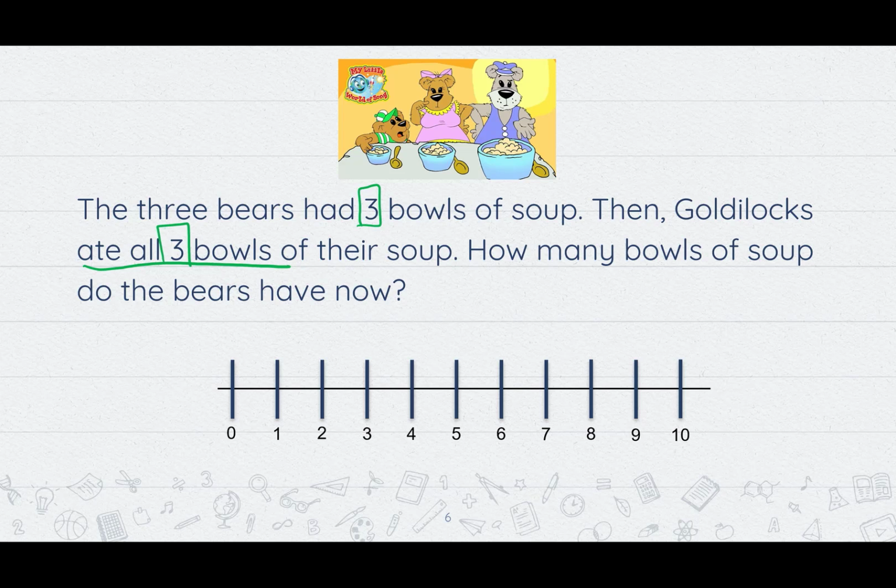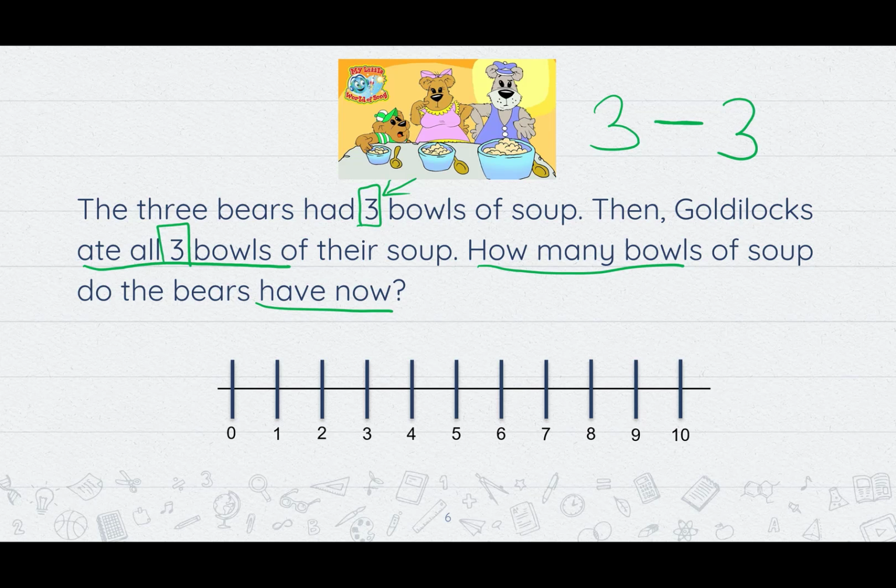So the bears started with 3 bowls. And if Goldilocks is eating the soup, the soup is going away. It's going in her tummy. It's disappearing. So I know that that's minus. So she's taking away the soup, and she took away all 3 bowls. So I know that my problem is going to be 3 minus 3. So I can see how many bowls they have now.